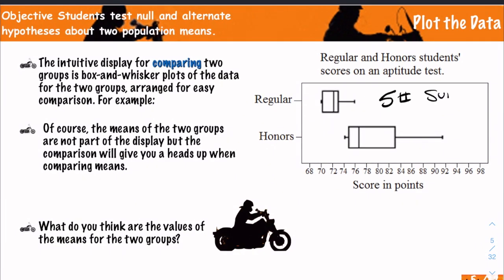I'll just write that in there. 5-number summary with our box and whisker plot. So we have Q1, Q3, our median, and 1.5 IQR plus and 1.5 IQR minus. Also remember that if there's a number that goes on the outside, we usually indicate it with a star, and that's going to be one of our outliers. So just as a recall from what we covered earlier in the course. Of course, the means of 2 groups are not part of the display, but the comparison will give you a heads up when comparing means.